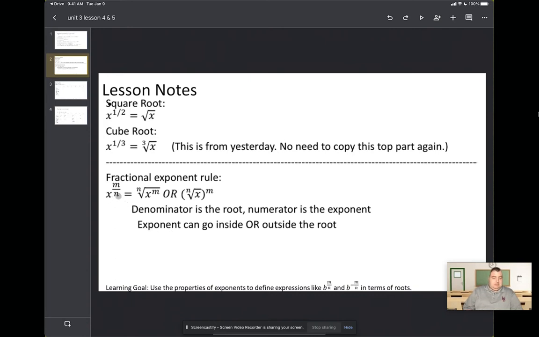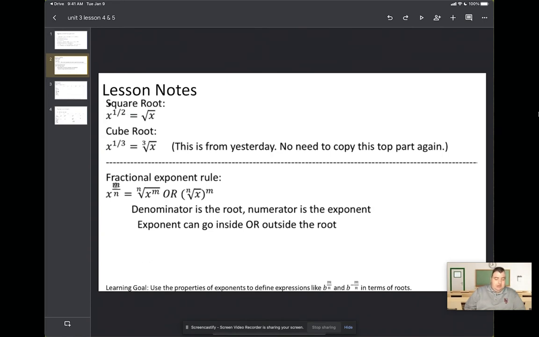So it turns out the denominator will still tell me the root. Just like up here, when the denominator is 2, it was a square root. The denominator is 3, it's a cube root. It's going to be the same over here. So the denominator of the fraction will tell me the type of root that we're using, whether it's square, cube, fourth root, fifth root, so on and so forth.